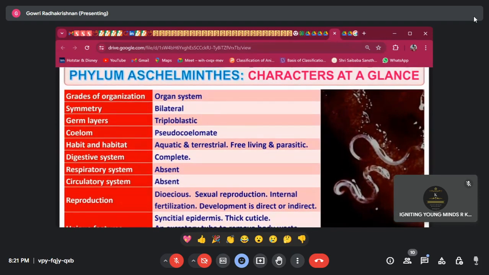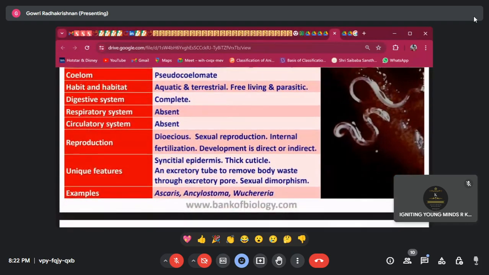Now, at a glance: grade level organization, organ system, bilateral, triploblastic, pseudocoelomate, aquatic and terrestrial, free living and parasite. Digestive system is complete. Respiratory and circulatory, absent. Reproduction, dioecious. Sexual reproduction, internal fertilization, development is direct or indirect. Unique feature is syncytial epidermis, thick cuticle, an excretory tube to remove body waste through excretory pore, sexual dimorphism.